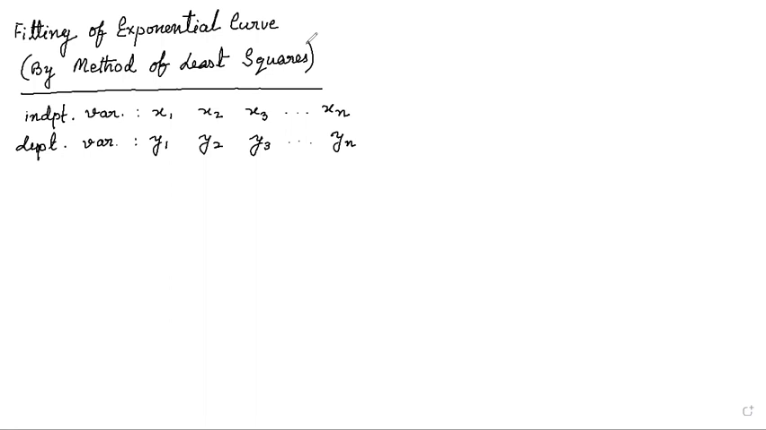How can we fit, or what will be the expression for fitting an exponential curve corresponding to a scatter diagram coming out of a bivariate data? Right, whatever methods we utilized in the previous two sessions, that is the method of least squares, the same method we are going to utilize over here. And the methodology, the steps to obtain the best fitted curve, is the same as before, that is the method of least squares.